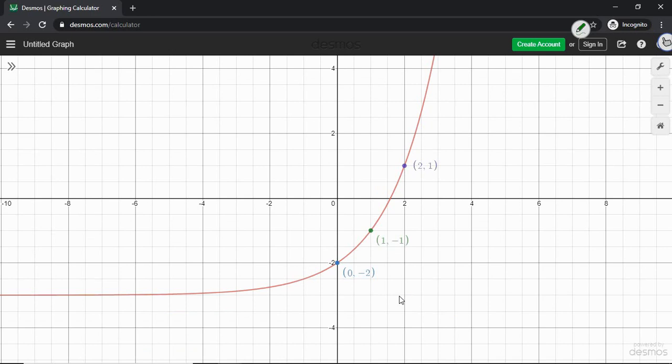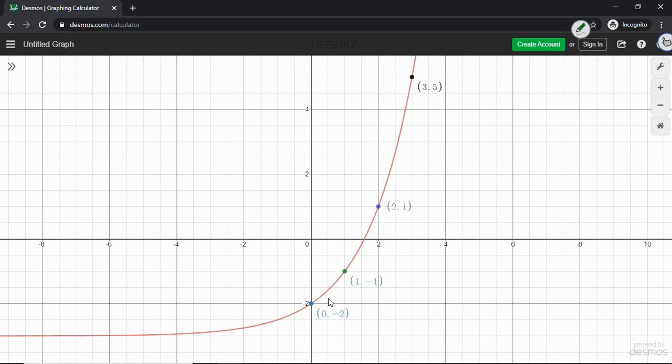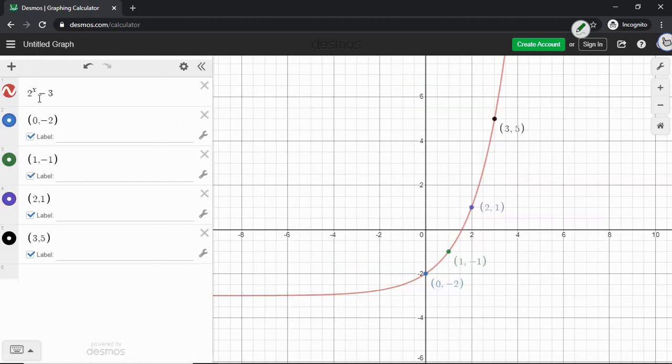Now, what is that something? Well, let's just look at the y values here. Since my x values are increasing by 1, what are the y values doing? This is an increase of 1. That's an increase of 2. That's an increase of 4. The next one would be an increase of 8. What are those increases multiplying by? They're all multiplying by 2 each time. So my equation here is 2 to the x minus 3.